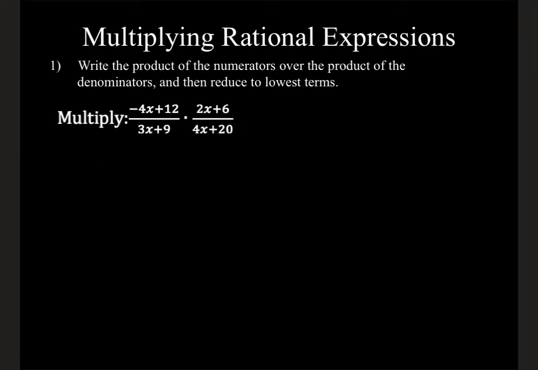Now we're looking at something a little bit more difficult. For this one, I might want to see if I can factor things out first and see if there's anything I can cancel before I actually multiply them all together. Looking at the first one, negative 4x plus 12, I know I can factor out 4 or negative 4. Maybe I'll factor out negative 4, just so I can have that x be positive.